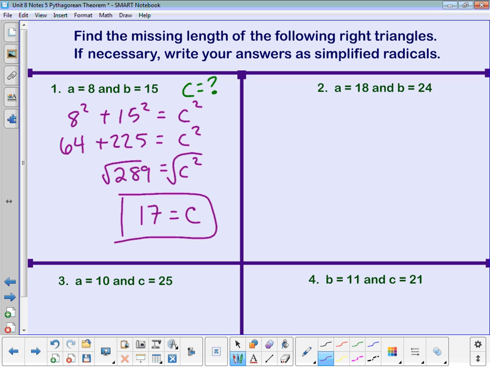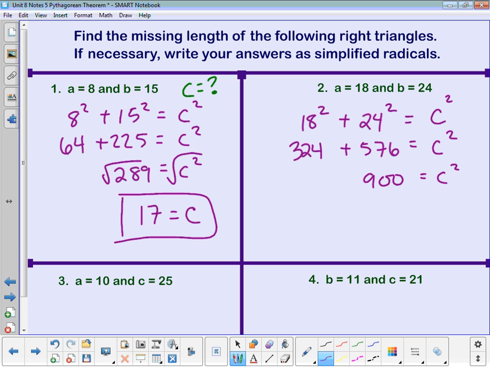If I look at number 2, I have A and B again. So A is 18 and B is 24, so I have 18 squared plus 24 squared, and I'm trying to find c. C is my question, or c is the missing length. 18 squared is 324, 24 squared is 576. Adding those together, I get 900, and the square root of 900 is 30.